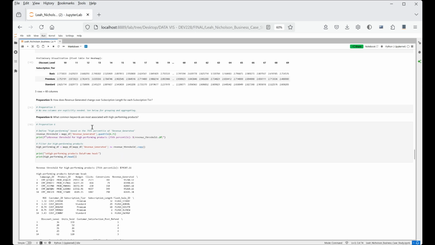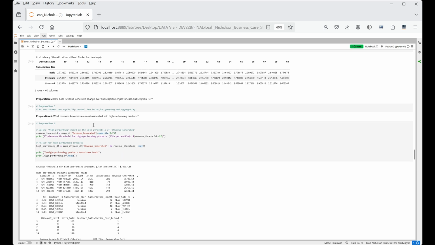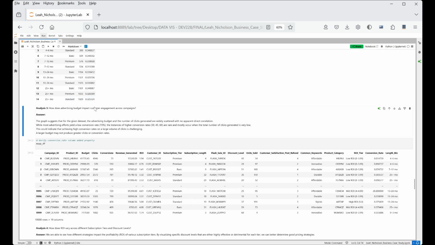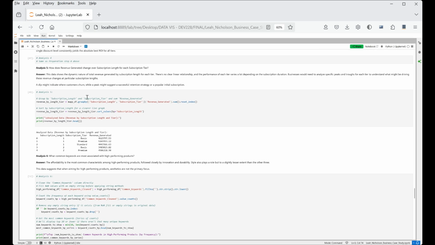So for this question, I was asking, how does revenue generated change over the subscription length for each subscription tier? I didn't really need to prepare this data frame for this question, but I did analyze it a bit and shape it a little bit. So I'll go down to question 5.